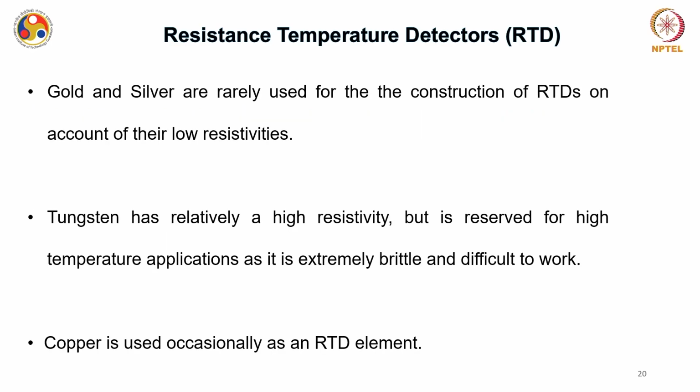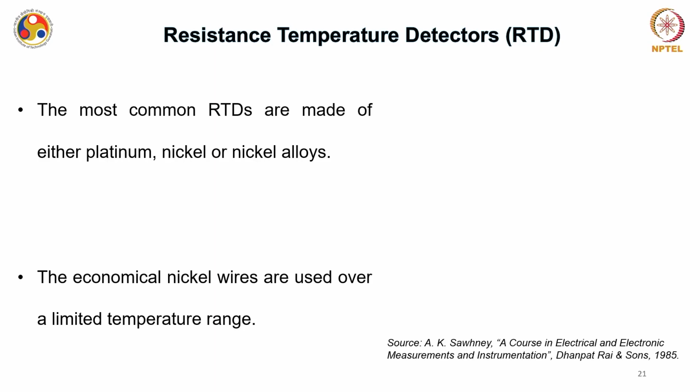Now gold and silver are rarely used for the construction of RTDs on account of their low resistivities, because we have just seen the three qualities you require for a material to qualify as RTD material. Tungsten has relatively high resistivity, but is reserved for high temperature applications, as it is extremely brittle and difficult to work, and we have just seen that anything above 600 degrees Celsius is handled by tungsten based RTDs, and below that mostly by platinum ones. Copper is again used occasionally as an RTD element, but mostly it is avoided.